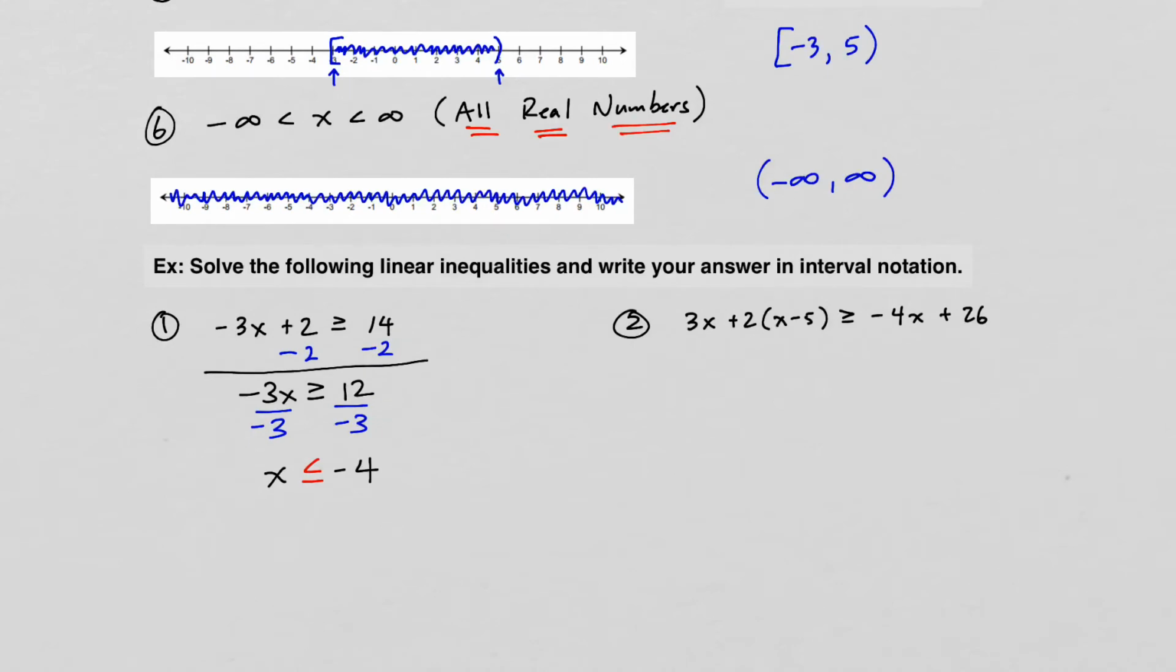So now to graph the answer, you don't have to make really elaborate graphs. Here is the number negative 4 on a number line. X is less than or equal to negative 4 would be all of these numbers. And to write that in interval notation, it would look like this. So there is our final answer there.